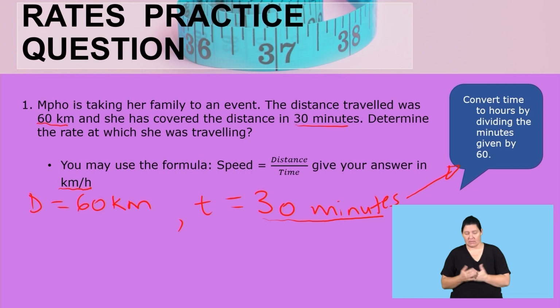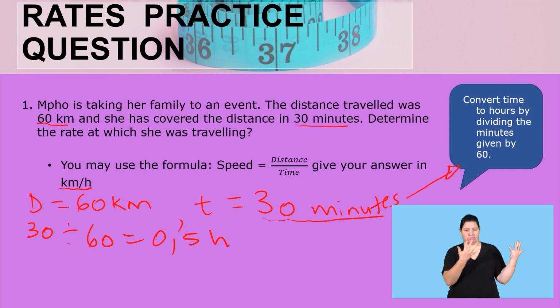So now let us convert. We are taking 30 minutes. We divide it by 60. We can press the calculator together just to get the answer. It's going to be 30 divided by 60. The answer we get is 0.5 hours. So now we can calculate.